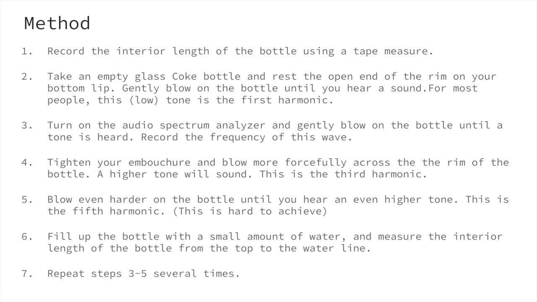Next, add a bit of water to the bottle and measure the interior length of the bottle from the top to the waterline using your tape measure. Then, repeat steps 3 through 5. You can keep altering the amount of water as much as you'd like to change the length of the tube.